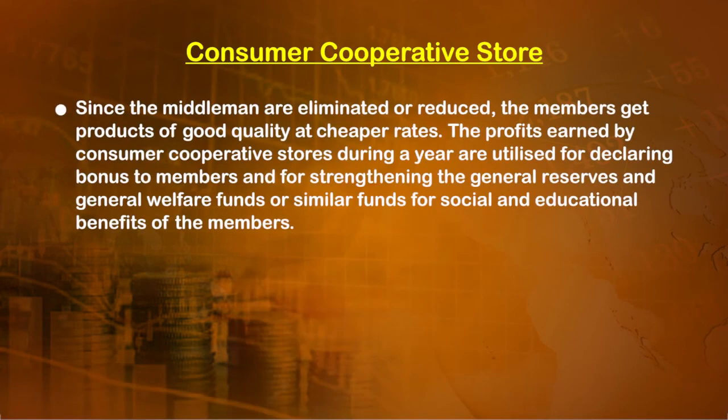Also, since the middlemen are eliminated or reduced, the members get products of good quality at cheaper rates. The profits earned by these stores are utilized for declaring bonus to the members or for strengthening the general reserves or general welfare funds or similar funds for the social and educational benefits of the members.